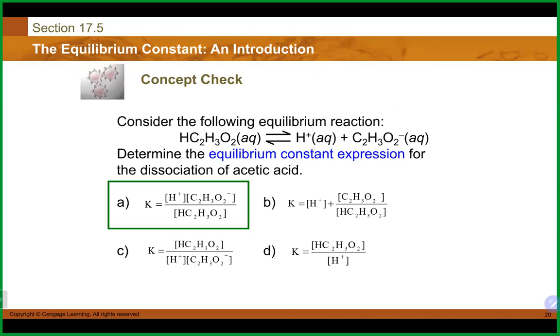All right, so if we look at this reaction here, we want to write our equilibrium constant. Once again, we're going to take our products, which is our H plus and our acetate in this case, divided by our reactant. And obviously, none of these other options would be the correct one.